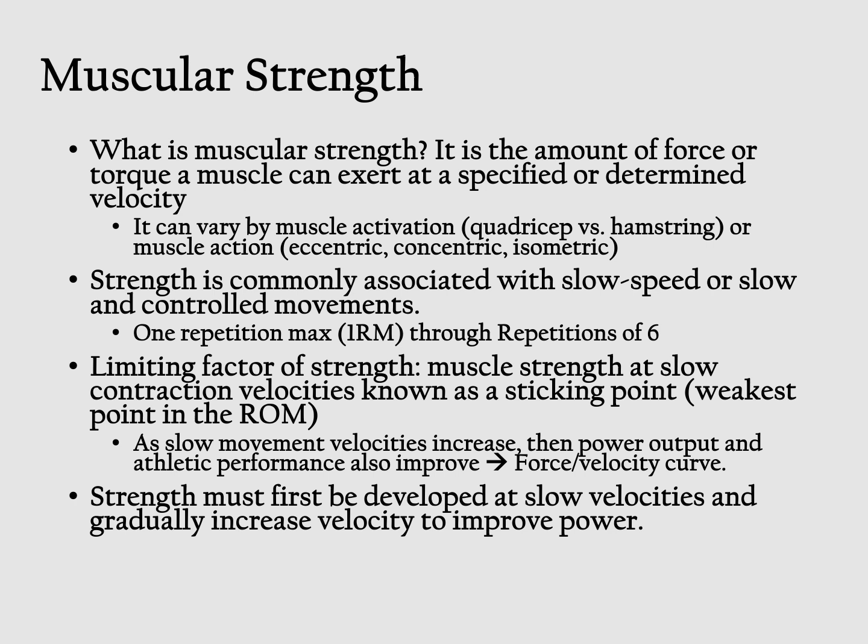We just mentioned on the previous slide, strength is key prior to training for power. So what is muscular strength? It is simply the amount of force or torque a muscle can exert at a specified or determined velocity. Torque is just force rotating about an axis. It can vary by muscle activation, for instance quadriceps versus hamstrings, or muscle action. The amount of strength that you can produce per muscle differs based on its size and how much you train or how much adaptation has been applied to that muscle.